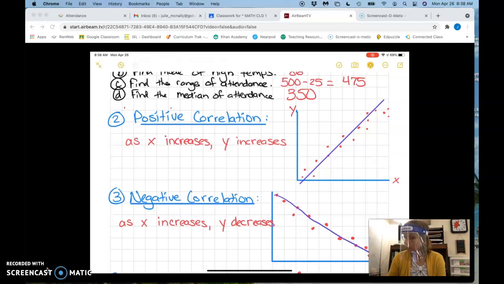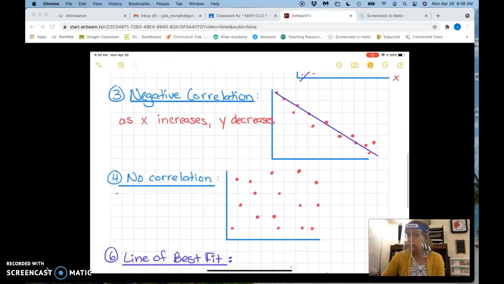All right, and so usually it'll look something like this. It's kind of the average of all your data.